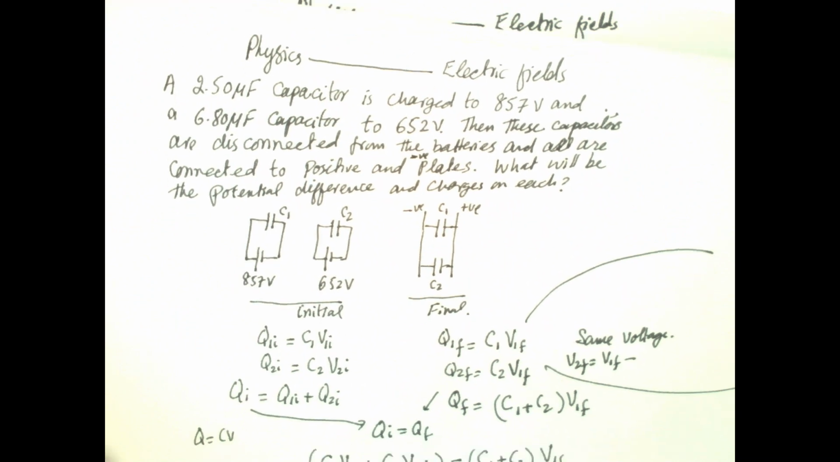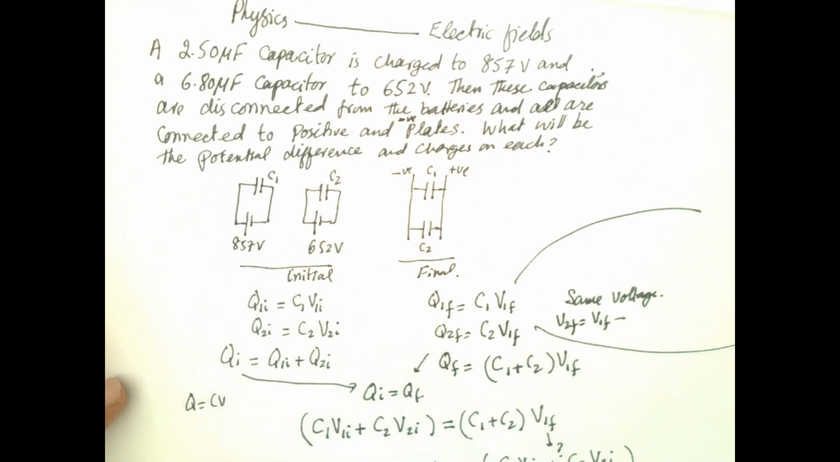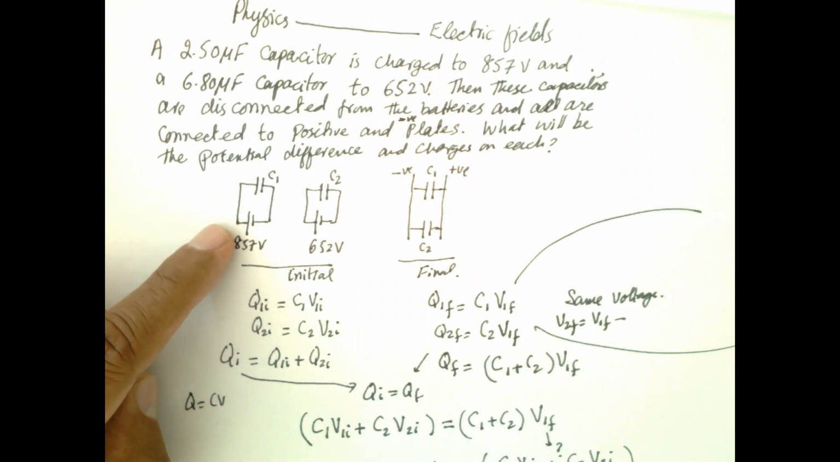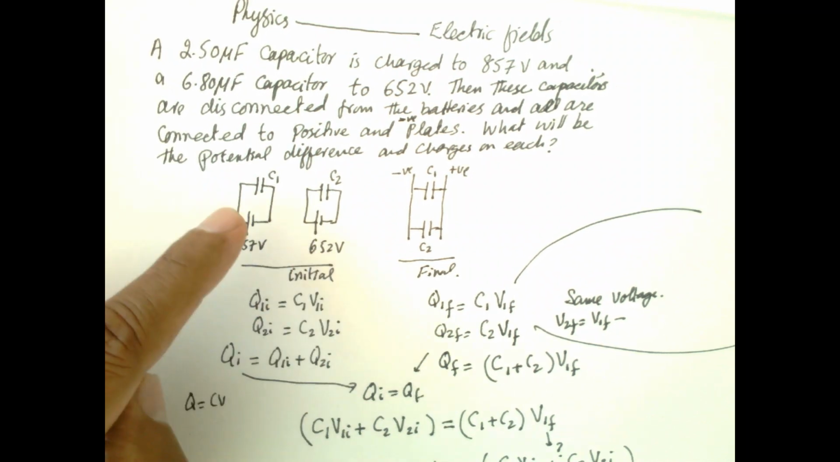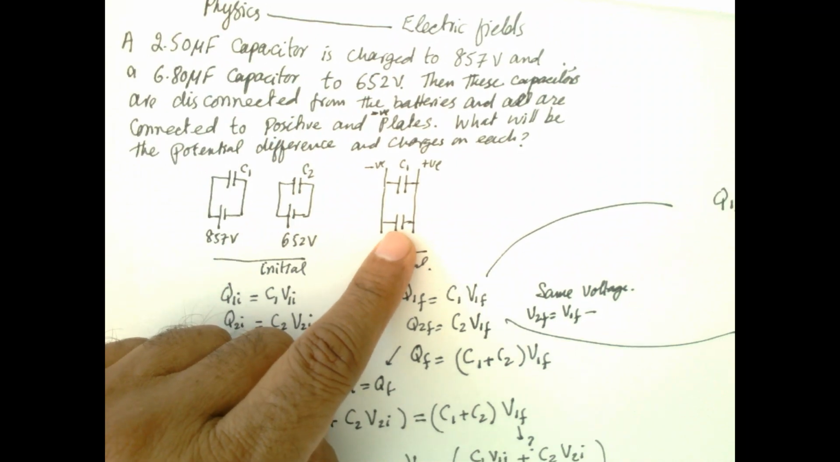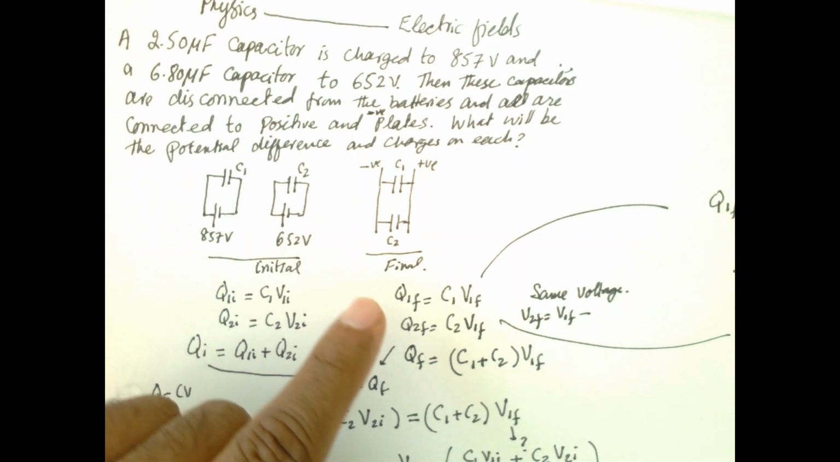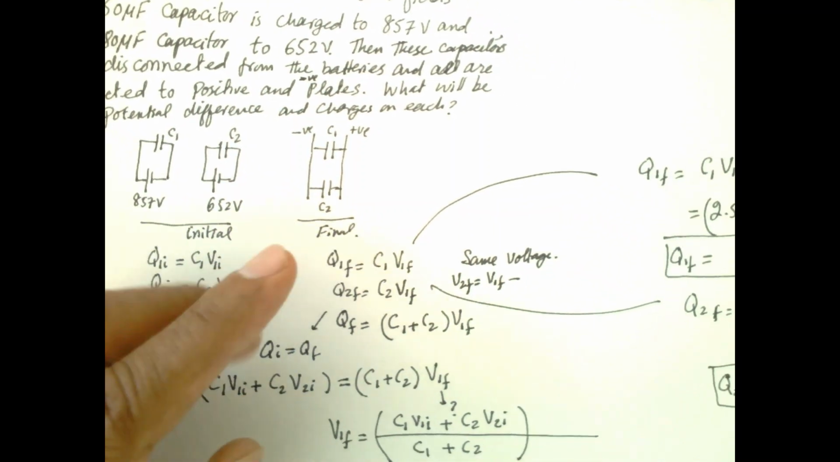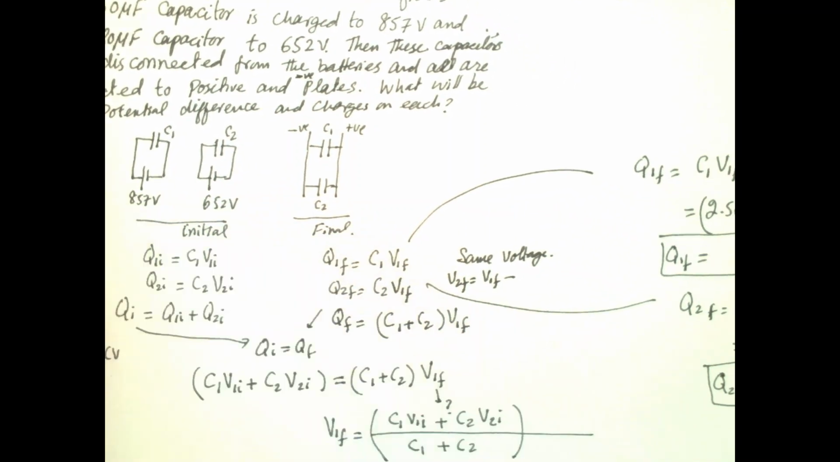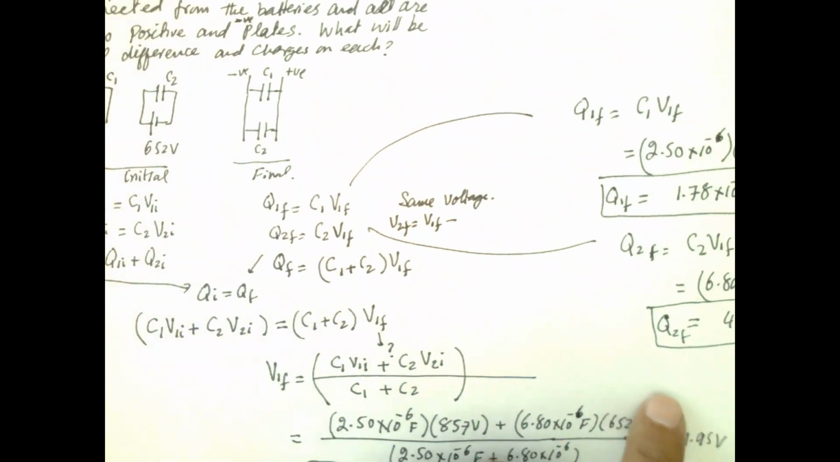So this is the question: two capacitors charged by different batteries, then attached to metal plates. We found the initial charge, then the final charge, and the voltage difference and the charge on each capacitor afterward. So this is the answer.